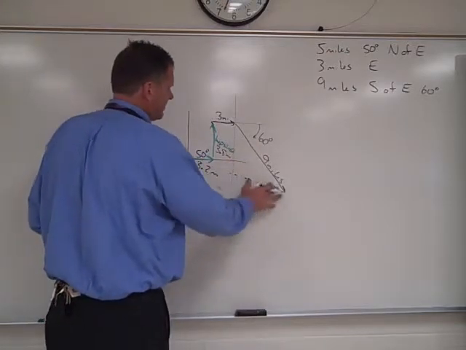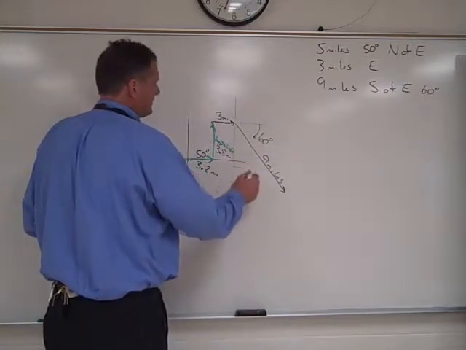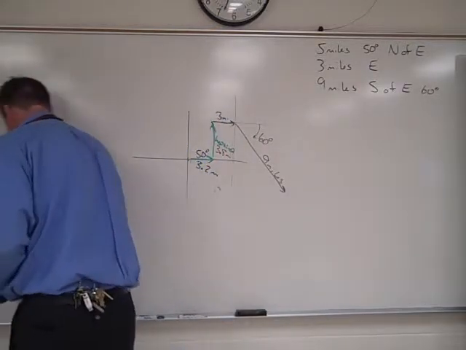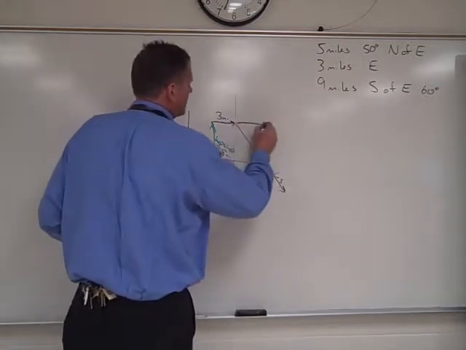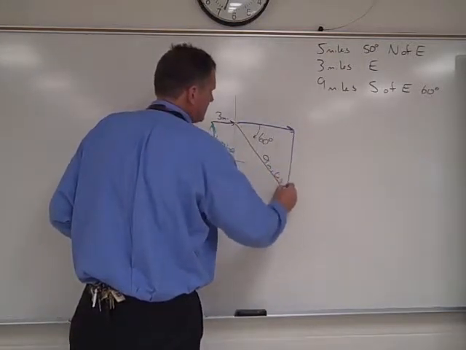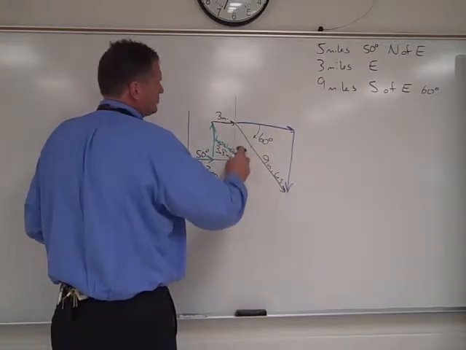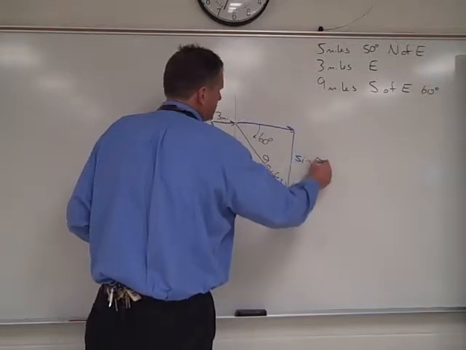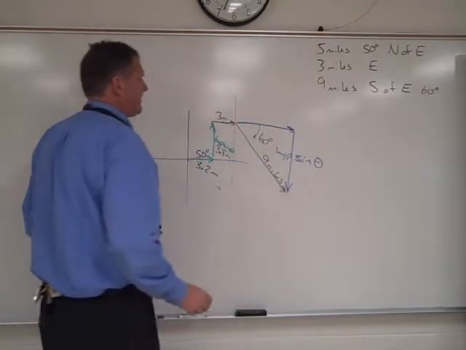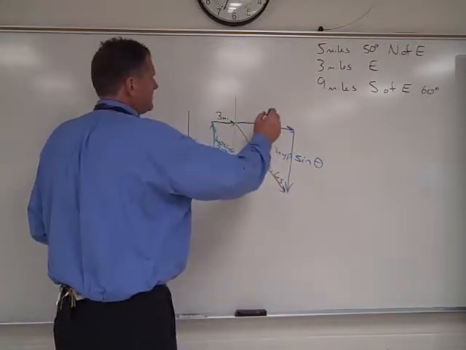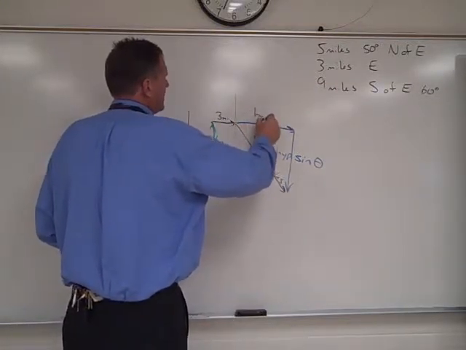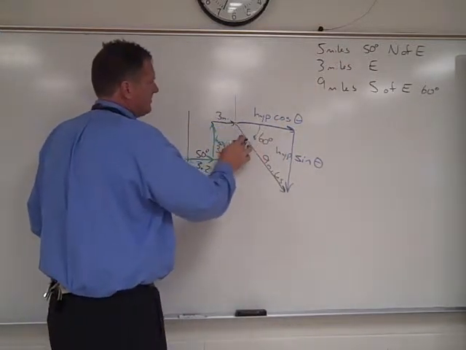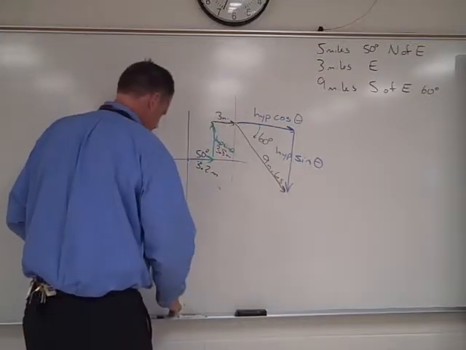So how would I find this out? Let me break the vector into components this way. This vector here, this vector here. I know that's 60 degrees. So what is the opposite? The opposite is hypotenuse sine theta. And this is hypotenuse cosine theta. Again, here's the angle I have. This is the opposite, this is the adjacent.